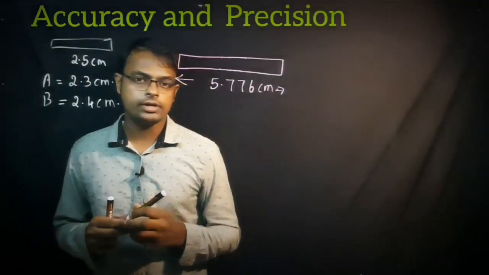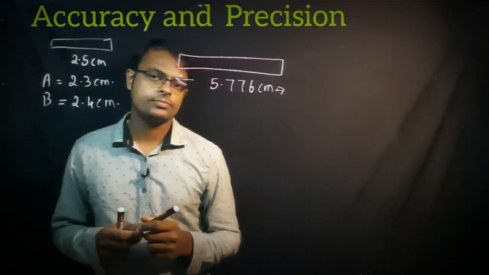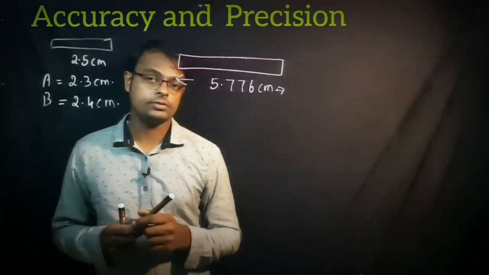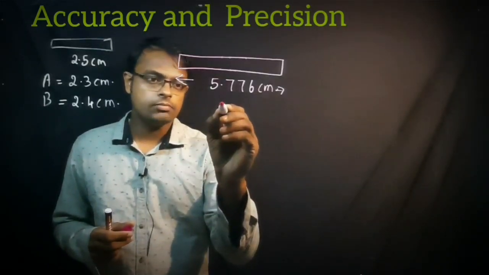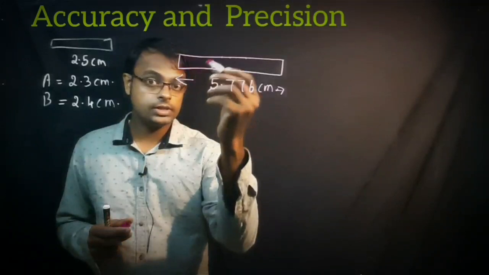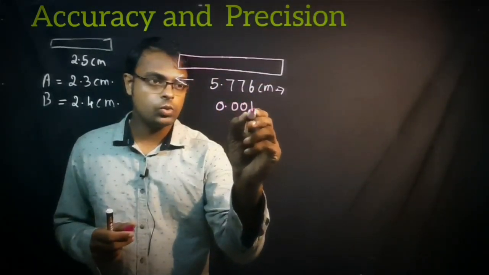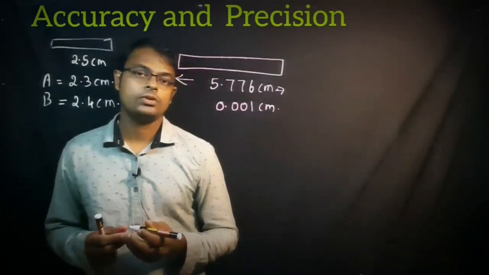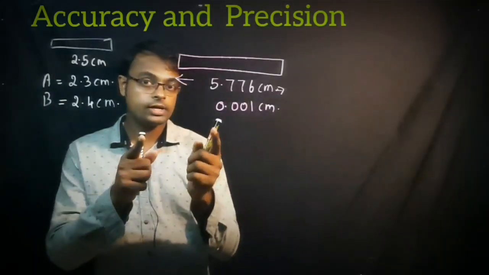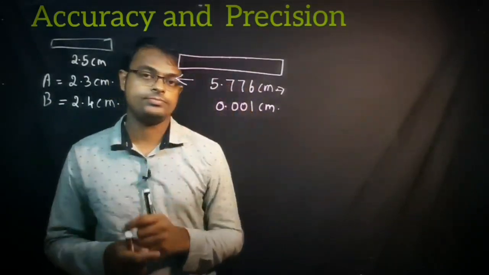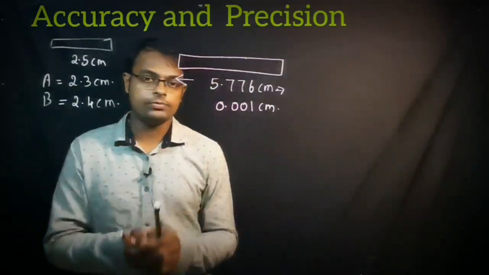Definitely using an instrument, right? What is the least count of this instrument? What is the minimum value that can be measured? The minimum value that can be measured using that instrument is 0.001 centimeter. That is the least value that can be measured using that instrument. And we are imagining that this is a true value.